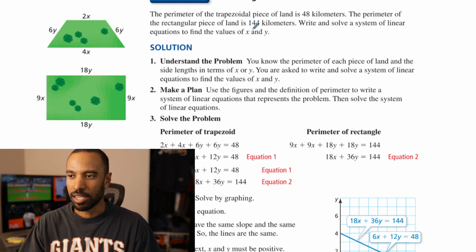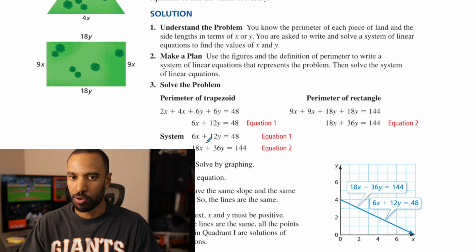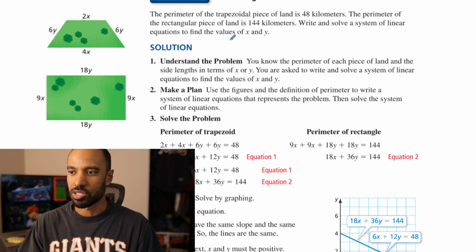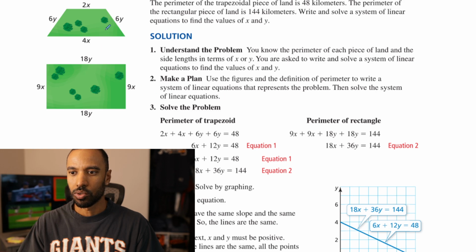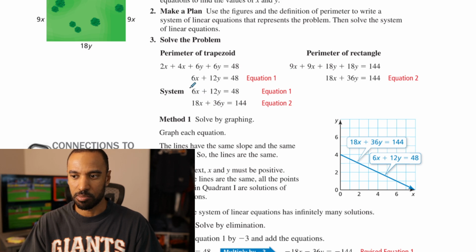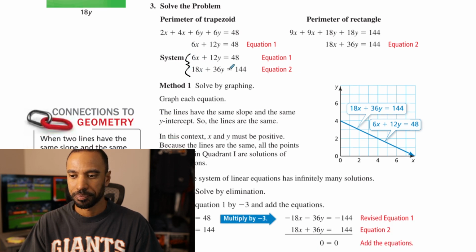The perimeter of the rectangular piece of land is 144 kilometers. Boom, plus boom, plus boom, plus boom, is 144. You can see that right here. And simplified it, and simplified. Write and solve a system of linear equations to find the values of x and y. So given that they are the same x and y that represent both, they can be in the same system together. So right here and right here.